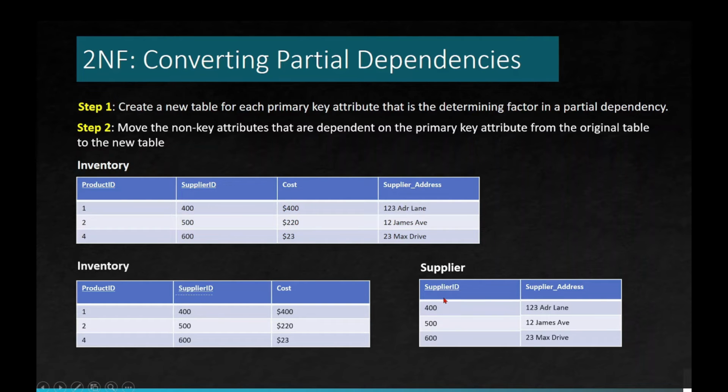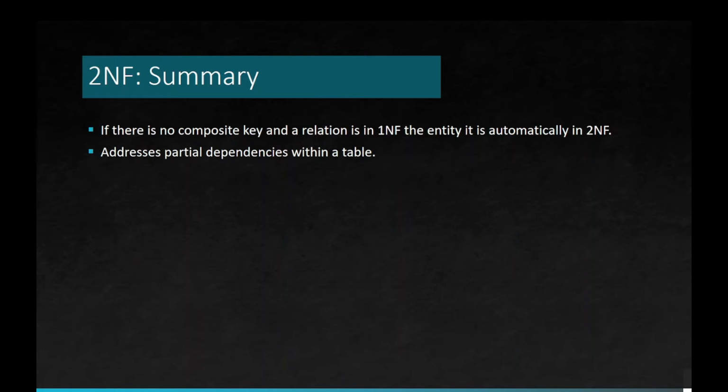So now we are in second normal form. To summarize, if there is no composite key and the relation is in first normal form, the entity is automatically in second normal form. To take a table to second normal form, we address partial dependencies within the table. So no non-key attribute should be partially dependent on part of a primary key within a table. In the next lecture, we'll be taking a look at third normal form.